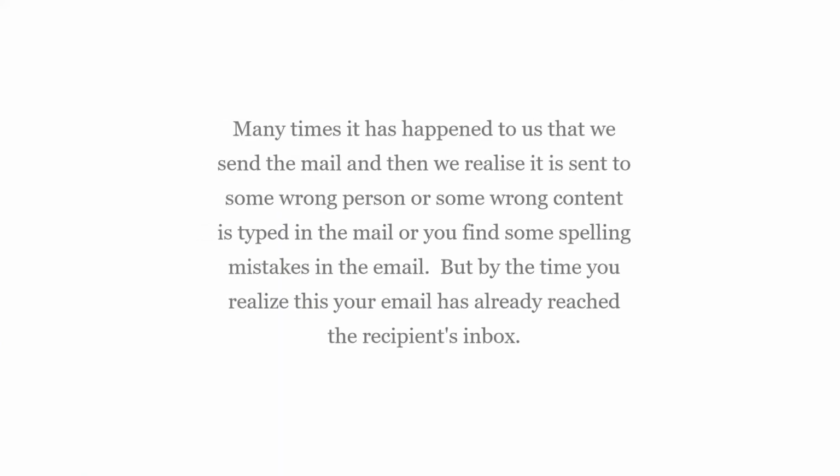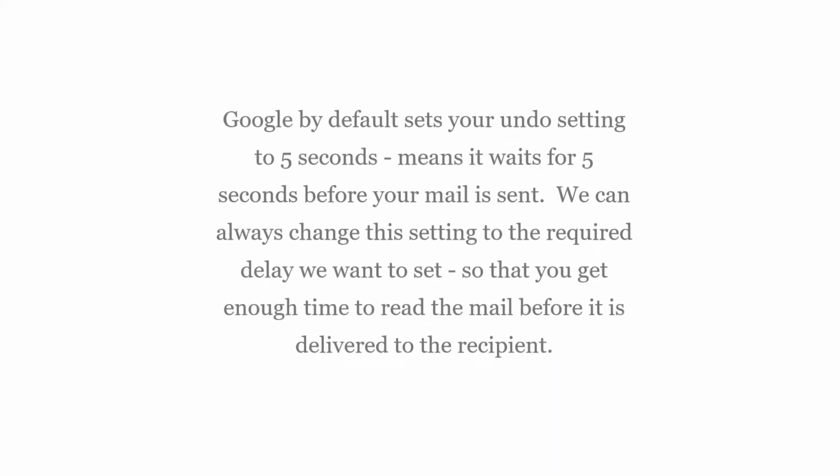Many times, it has happened to us that we send the mail and we realize it is sent to the wrong person, or some wrong content is typed in the mail, or you find some spelling mistakes in the email. But by the time you realize this, your email has already reached the recipient's inbox. Google by default sets your undo settings to 5 seconds, which means it waits for 5 seconds before your mail is sent. We can always change the settings to the required delay we want to set so that you get enough time to read the mail before it is delivered to the recipient.